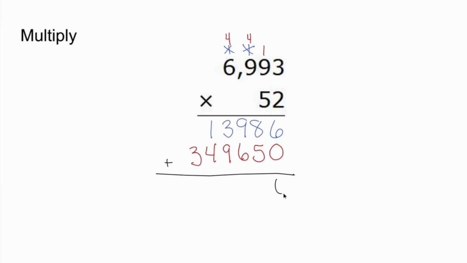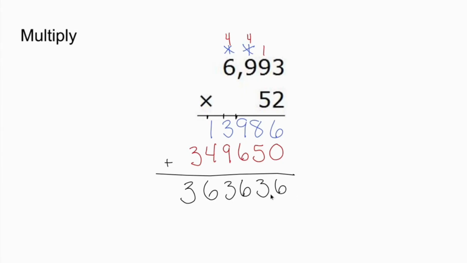6 plus 0 is 6. 8 plus 5 is 13. Write out a 3, carry the 1. 1 plus 9 is 10. 10 plus 6 is 16. So write out your 6, carry over the 1. 1 plus 3 is 4. 4 plus 9 is 13. Write out a 3, carry over a 1. 1 plus 1 is 2. 2 plus 4 is 6. And then nothing plus 3 is 3.